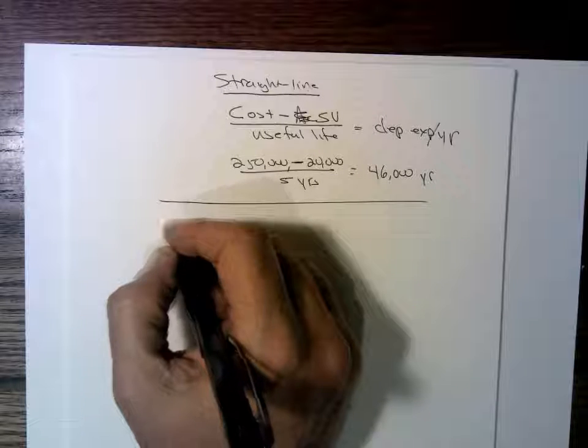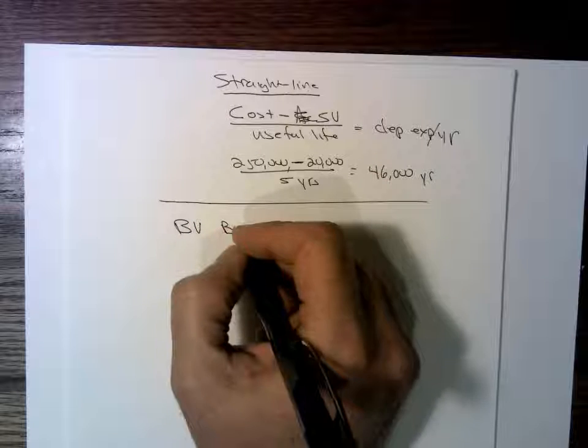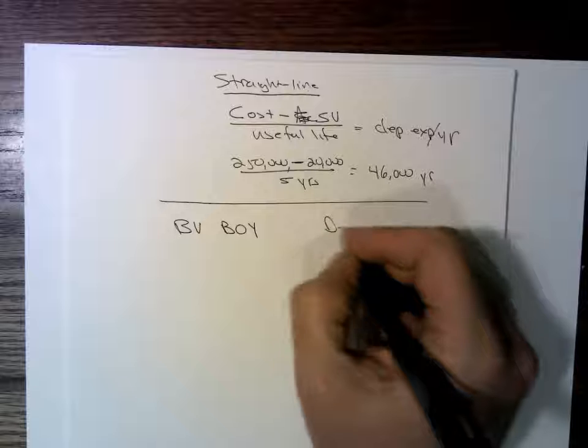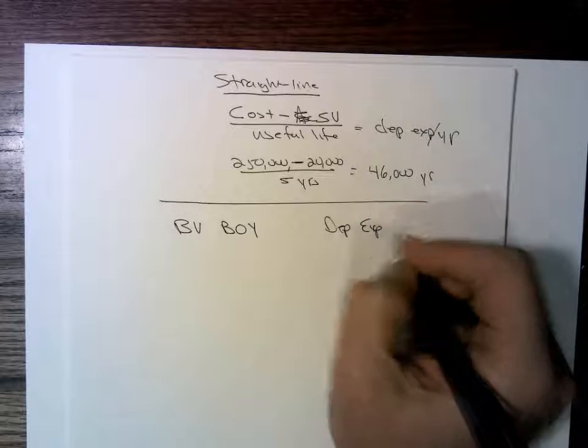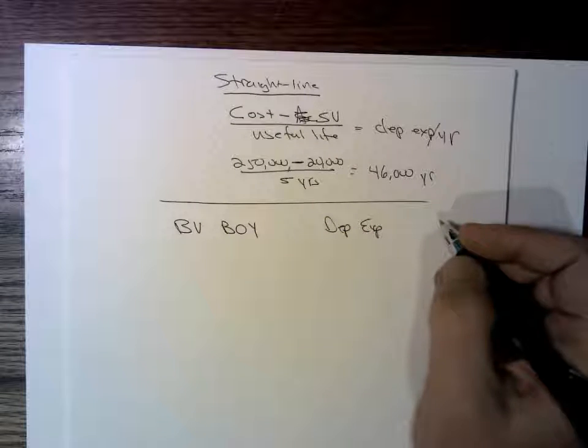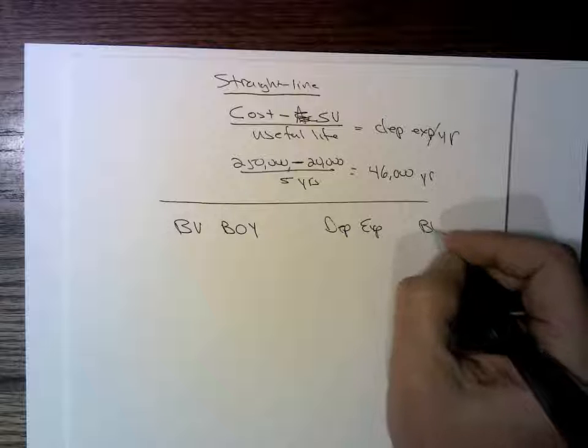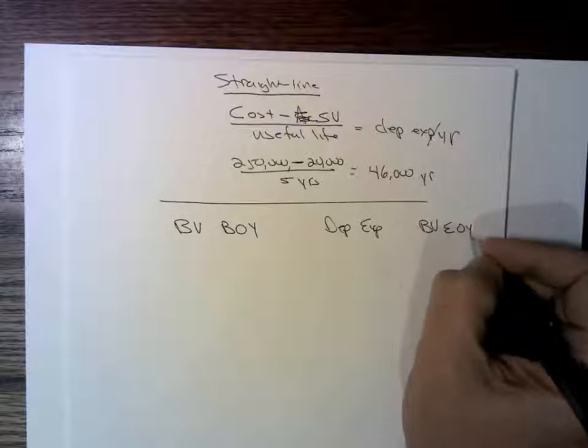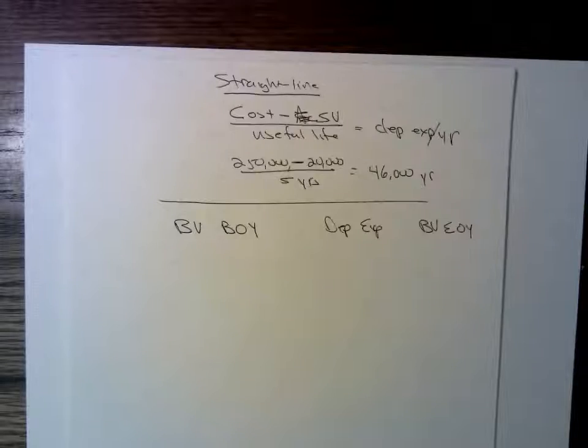So now let's take a peek at what happens to the book value and those kind of things over time. So I'm going to build a little table. Our book value at the beginning of the year, right? We're going to look at that. Depreciation expense per year, right? And then we have book value at the end of the year, right? Book value at the end of the year.